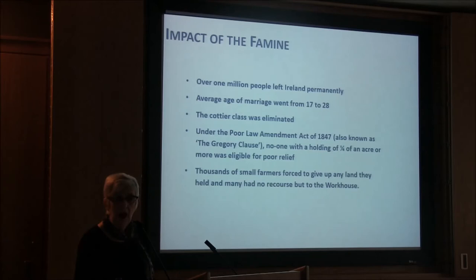And under the Poor Law Amendment Act of 1847, known as the Gregory Clause, anyone who held land of a quarter of an acre or more was not entitled to poor relief. Now, that forced thousands of small farmers off the land because they had no other means of subsistence, so they had no other option but to give up the land and go to the workhouses. The workhouse system had been introduced into Ireland in 1838 despite protests. The people who had done the survey had said that the workhouse system would not suit Ireland, but they went ahead and did it anyway.